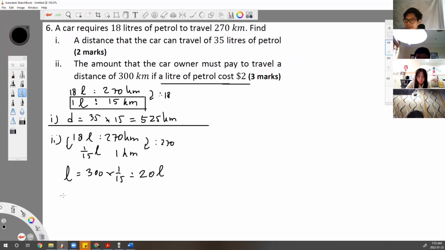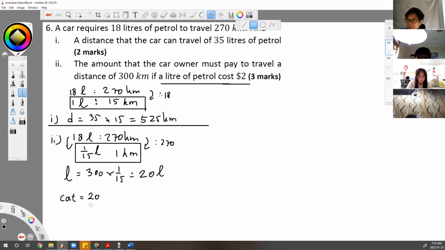How? 300 divided by 15. You can, very much. It's even easier, but this one is easier to understand. But you may use that way, it's free. Good job, Karin. So 20 liters times, oh wait, what's this? Times by 2, $40. Okay, that's the answer for number 6.